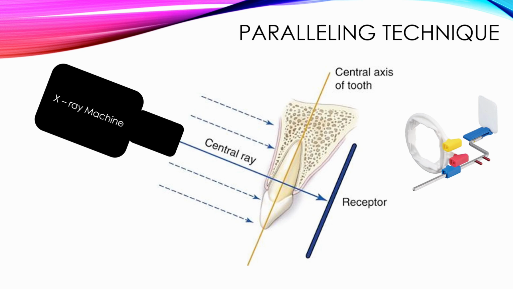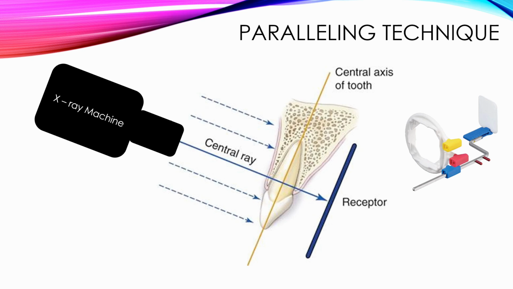Visualize that the tooth has an axis running right down the center. We want to make sure that our film or our sensor, which is labeled receptor on the diagram, which is whatever is receiving the image, runs parallel to that central axis. We don't want to see bending of the film or tipping of the sensor, which sometimes happens because of the anatomy of the patient's mouth.